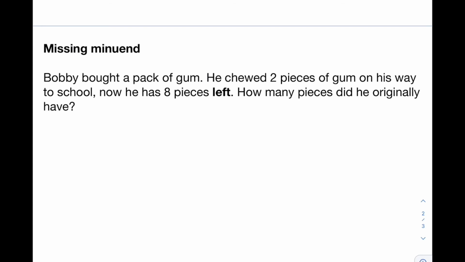Now let's look at a missing minuend. Bobby bought a pack of gum. He chewed 2 pieces of gum on his way to school. Now he has 8 pieces left. How many pieces did he originally have? So left was one of those keywords that I highlighted for subtraction. But remember, the keywords match the model.